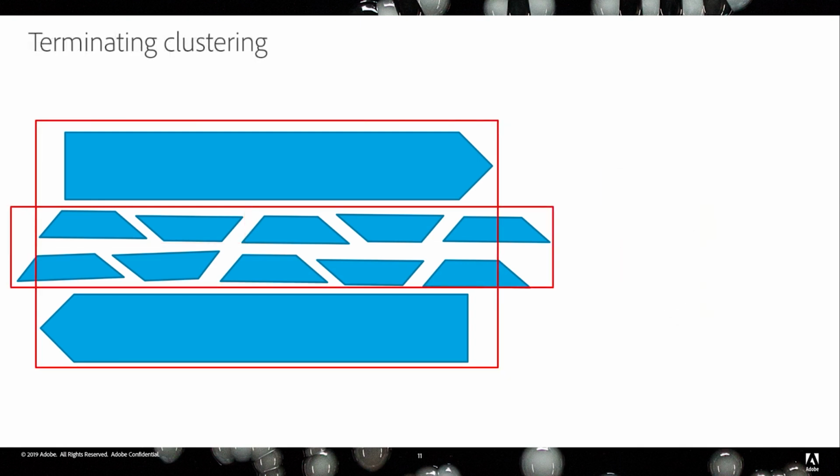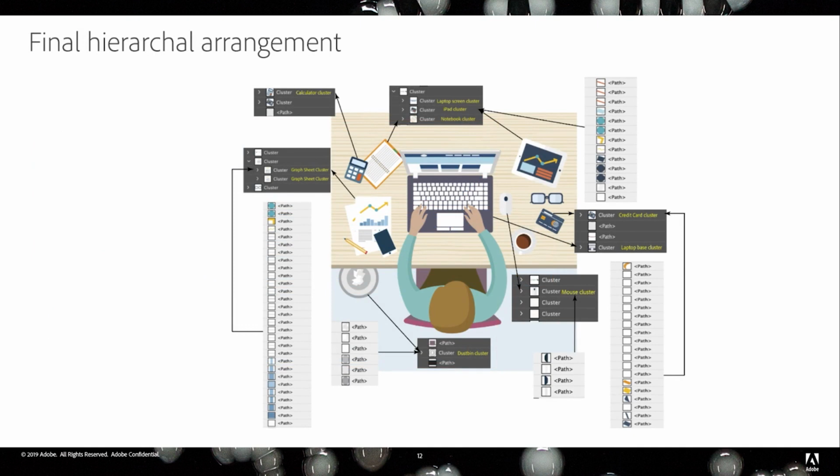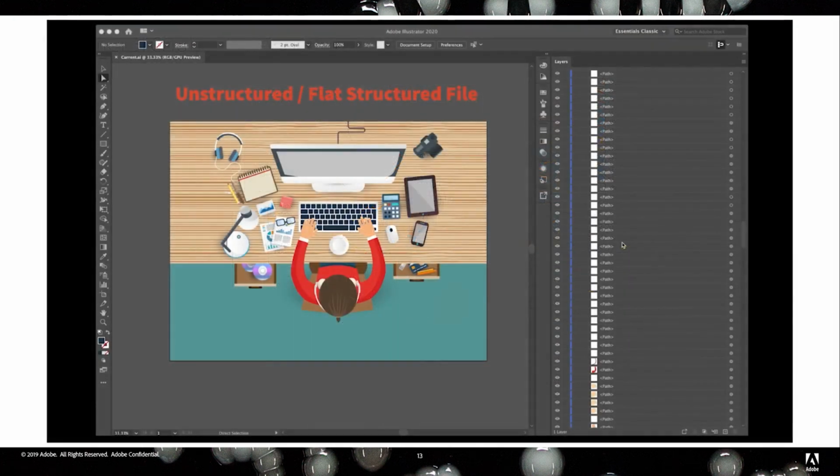We continue clustering across all elements and groups of elements, each time merging the pair with the highest group affinity. We terminate clustering when the quality of the best merge is below a threshold. Using the method we just described, we can take any vector graphics file and convert it into a meaningful hierarchical arrangement. This can greatly improve the ease of design for unstructured vector graphics files. We've implemented this technology as a plugin for Adobe Illustrator. Let's look at an example.